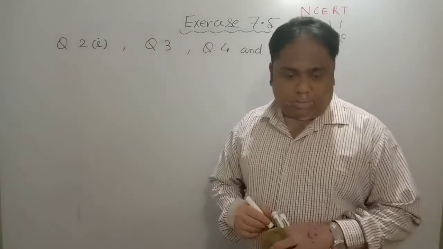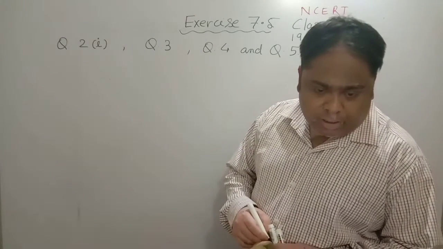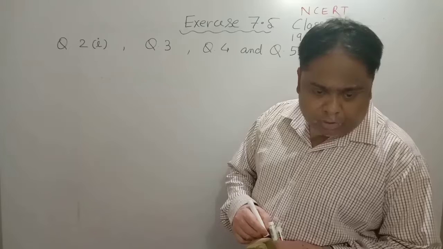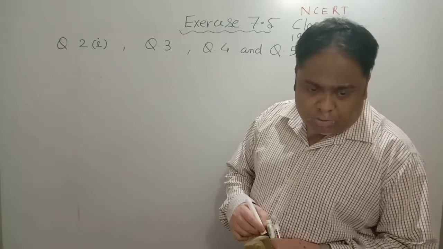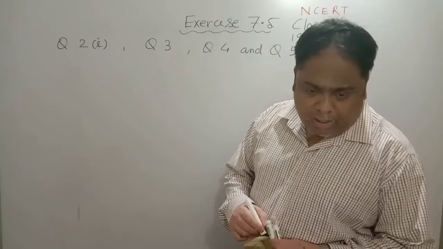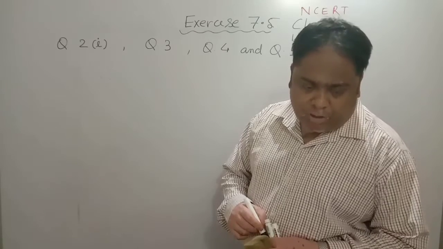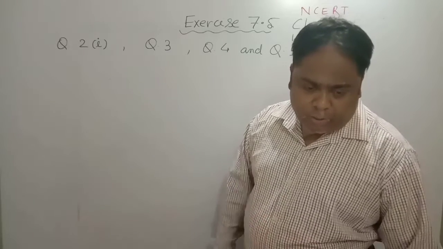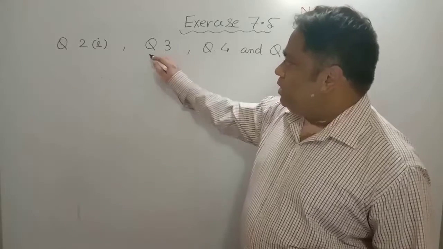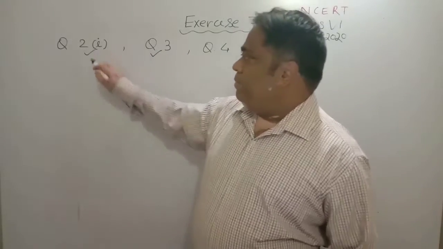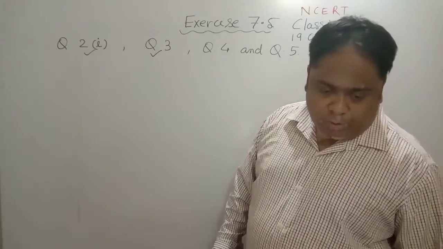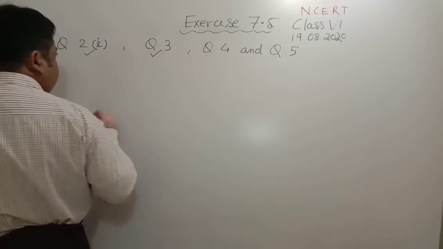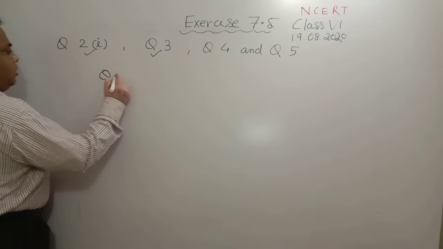If you read question number 3, it is written: Subham painted 2 by 3 portion of the wall and his sister painted 1 by 3 portion of the wall. How much did they paint together? This question also we had done yesterday, I remember. So these two are done. Question number 4 we will see.